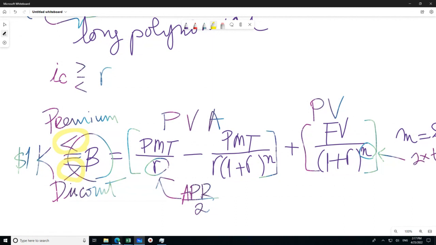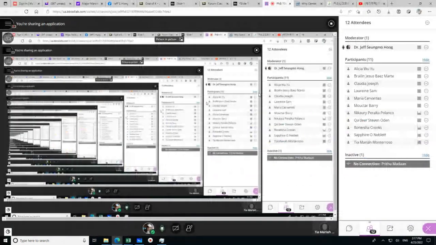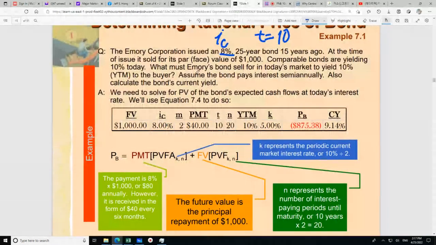From that we can tell, back here, it said when it was issued, at the time of issue, it sold for its par value of $1,000. So what does that mean? That means at the time, that was 15 years ago, when it was issued, the interest rate was also 8%. We can guess that.